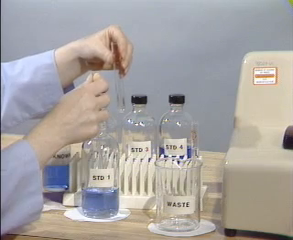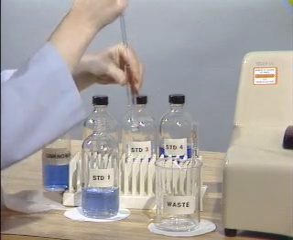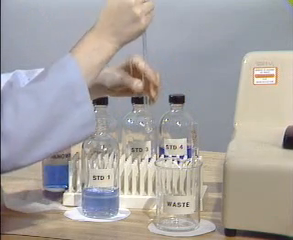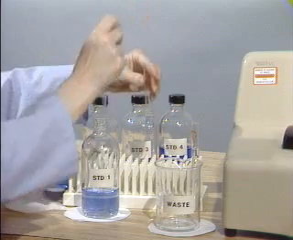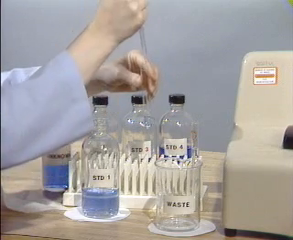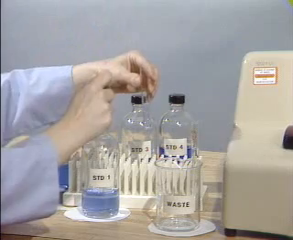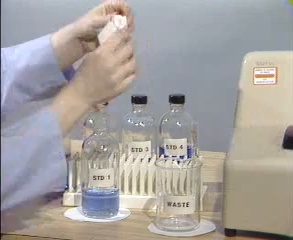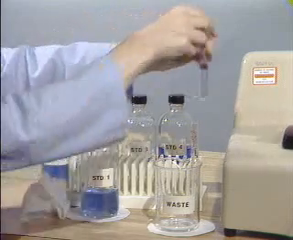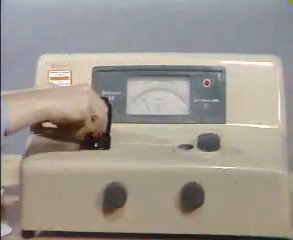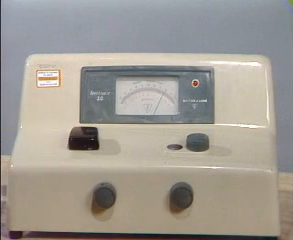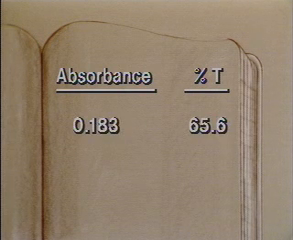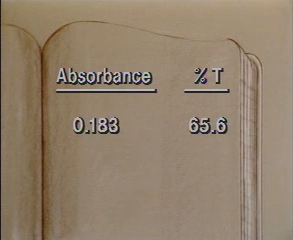After this check, the cuvette is rinsed with the most dilute standard solution. After several rinsings, the cuvette is filled with the solution and wiped dry with a lint-free tissue and then placed in the spectrophotometer. Absorbance and percent transmittance are read and recorded in the notebook. Both measurements should be noted and recorded.